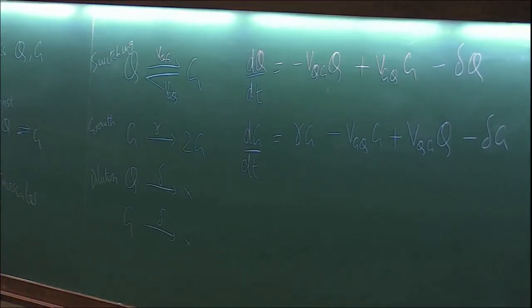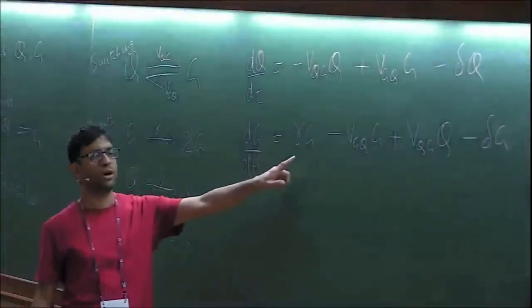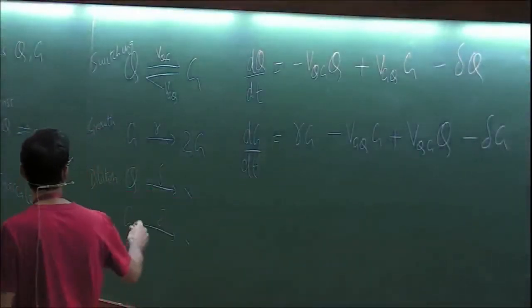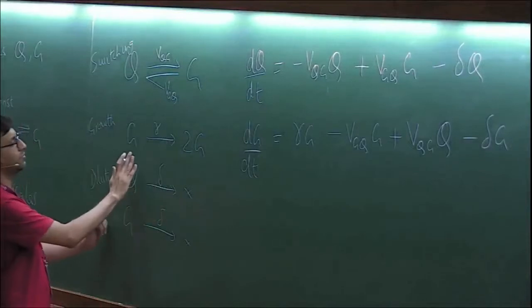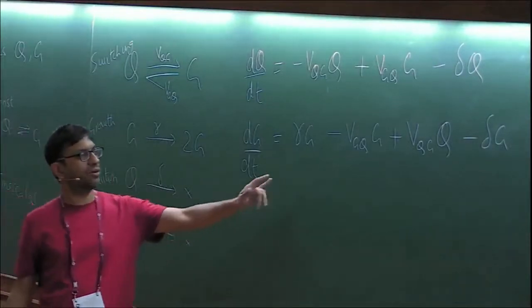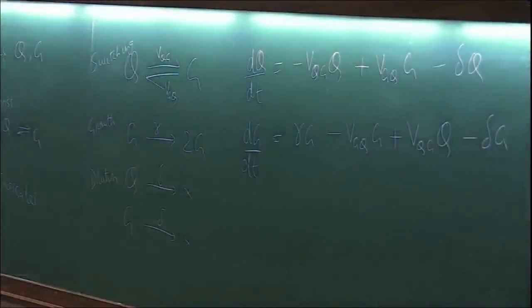In the growth equation, you wrote G going to 2G. So while writing the equation, are we not considering the coefficient? Well, you only get one new G effectively. You are creating only one new G. The 2 also counts the one you started with.